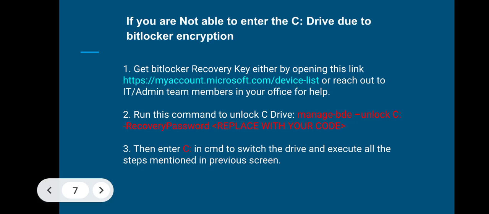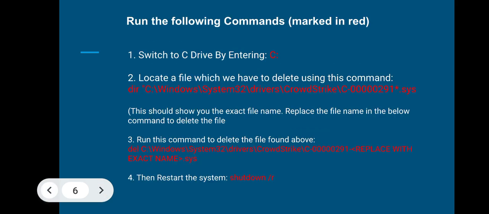After getting the recovery key, we have to run the command mentioned in step number 2 and replace the code with your recovery code. This will unlock the C drive on your system. After that, we have to enter the C drive by typing C and colon, and after that we can follow all the steps which we mentioned earlier in this video.